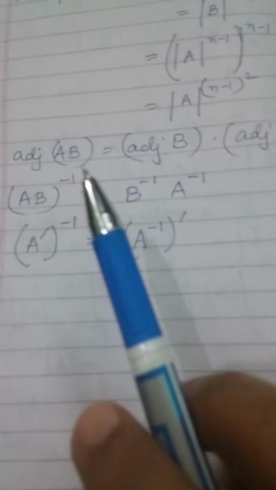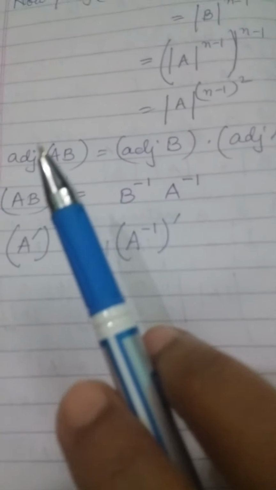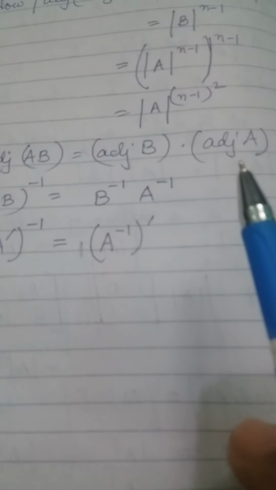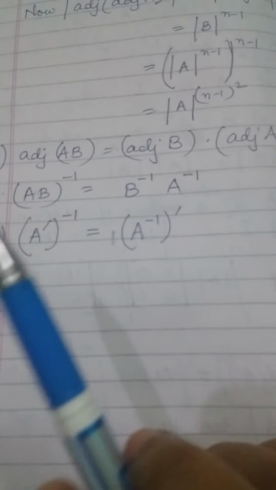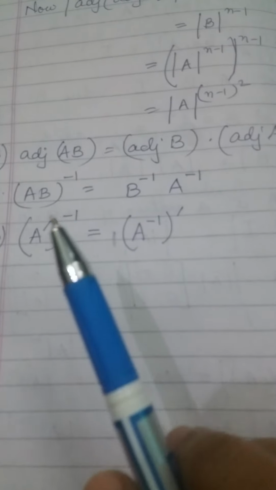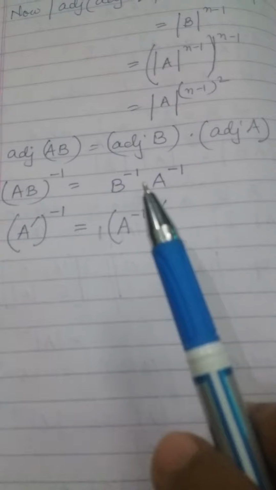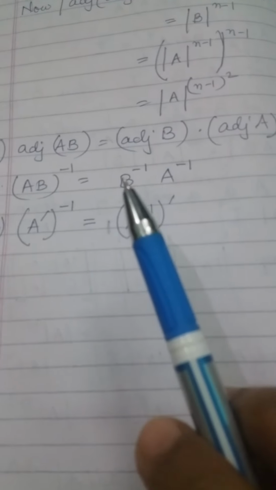Now some more properties related to adjoint and inverse. Adjoint of the product AB is equal to adjoint of B into adjoint of A. The reversal law is followed here. Similarly, inverse of the product AB is equal to B inverse into A inverse. Again, the reversal law applies here.